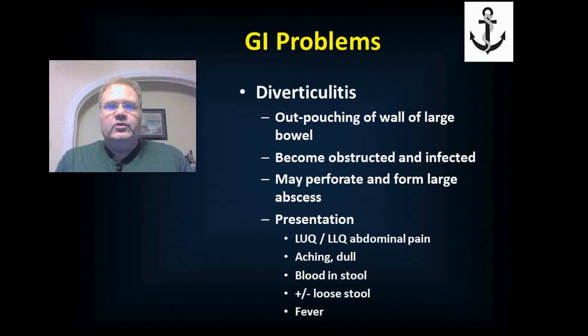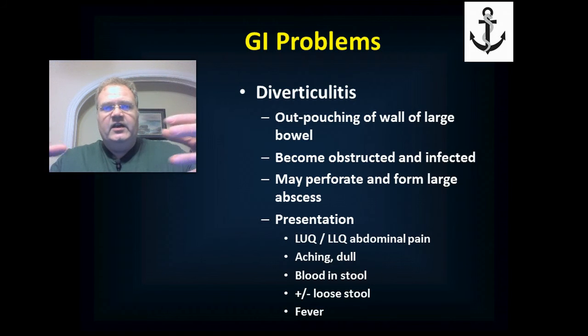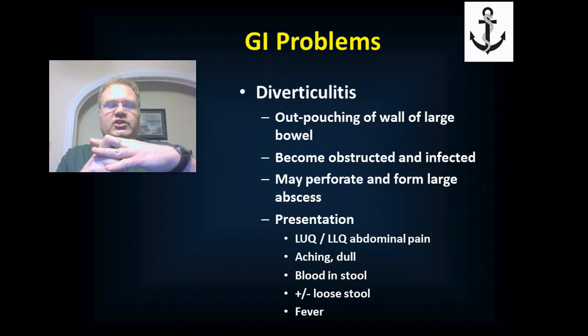And so what happens, your large bowel, the muscles run along, and instead of running in circles, they run like this. And so what can happen is if you have too much pressure in your bowel, so constipation, you can push the actual bowel wall up through those muscles, and you make little outpouchings, and that's called diverticulosis. And if those diverticuli get plugged up, they become infected, kind of like the appendix did. And so that's called diverticulitis. And if they rupture, they may form a large abscess or put pus into the abdomen and cause peritonitis.